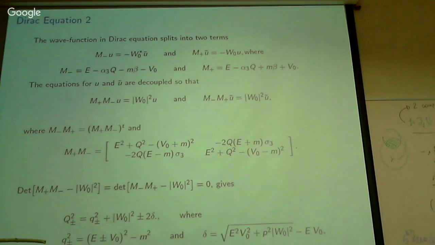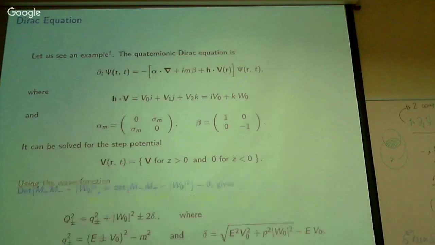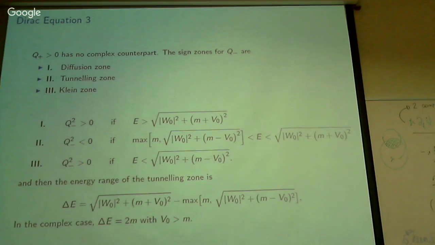The fact that you have two regions of positive solutions here is because of the two signs. Okay, so these three regions exist also in the complex case. So it's not a product of quaternionic. So we have the diffusion zone where the particle propagates, a tunneling zone, and the Klein zone which has antiparticles.